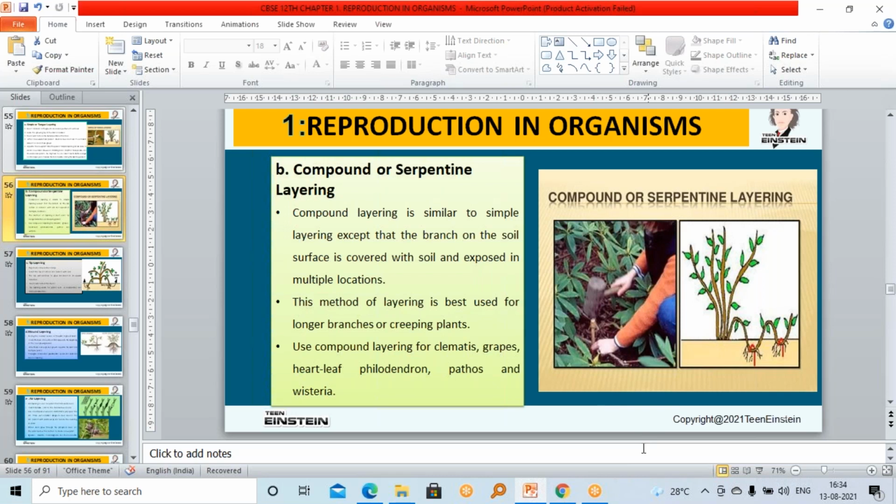That means the branch we can bend many times. At each bending, we can cover with soil. So under each covering, rooting will start. See, here also root formation will happen, and at the next bend also root formation will happen. So from the same single branch, we can make many plantlets. That is the plus point of this.